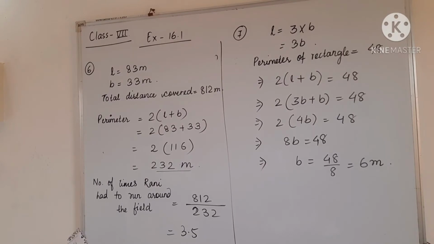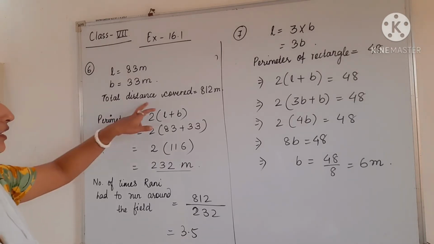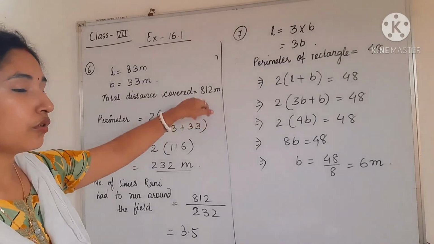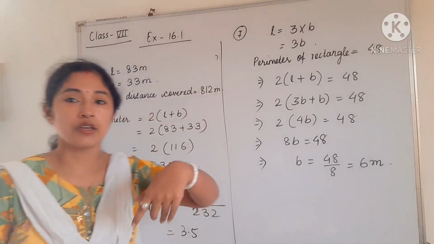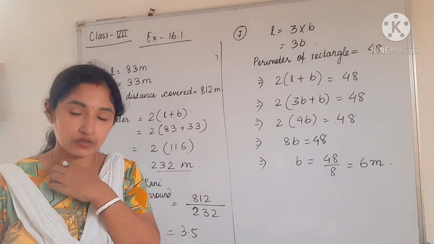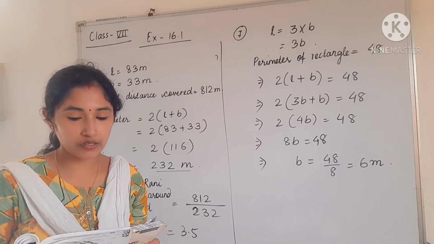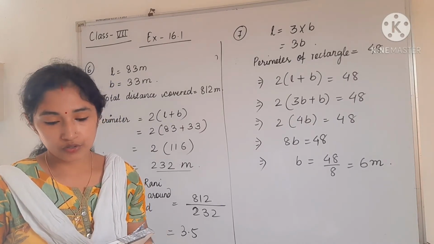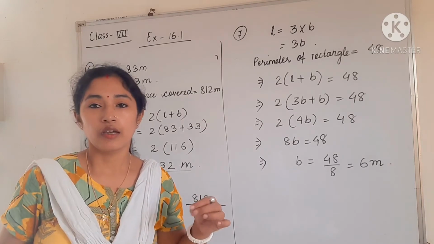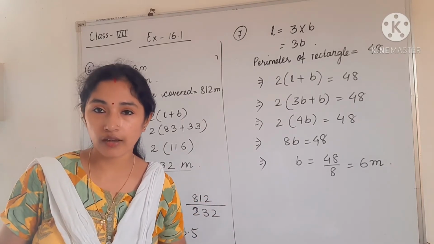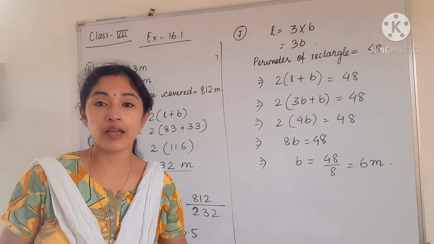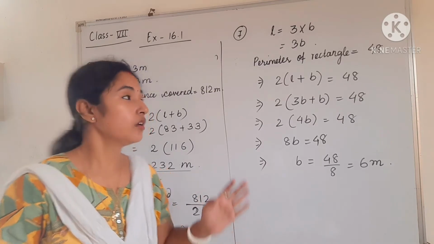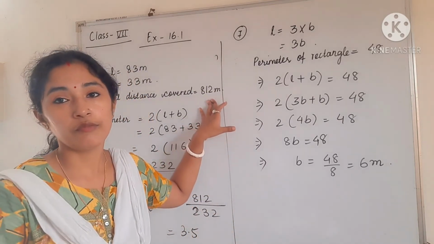Here length and breadth are given. Okay, and Rani is covering how much distance? 812 meter distance. Okay, so that means here she is walking the distance. Okay, she is walking around the field. Around the field, that means she is running on the boundary of the rectangular field. So how many times does she have to run to cover 812 meter distance?